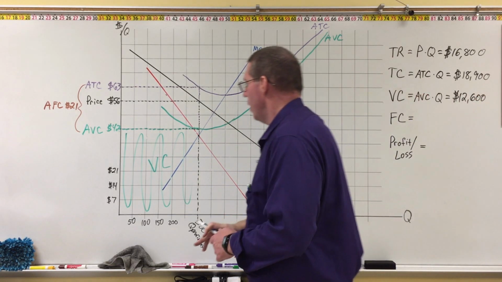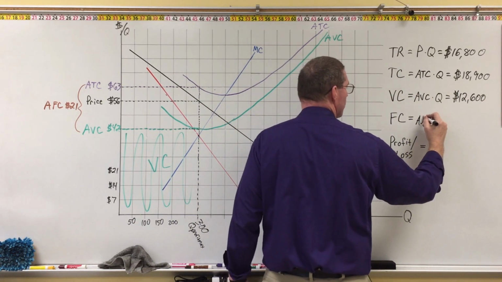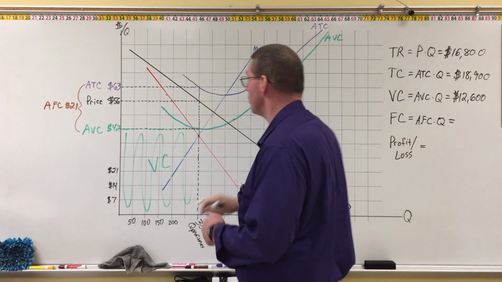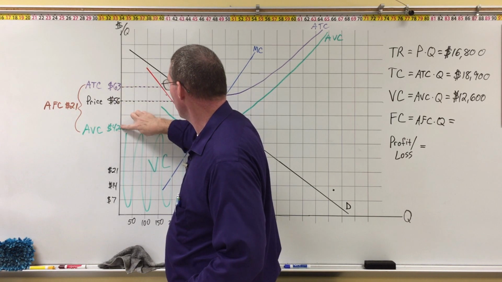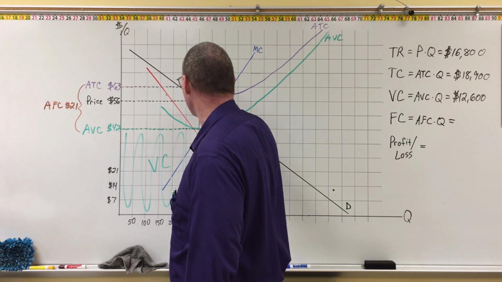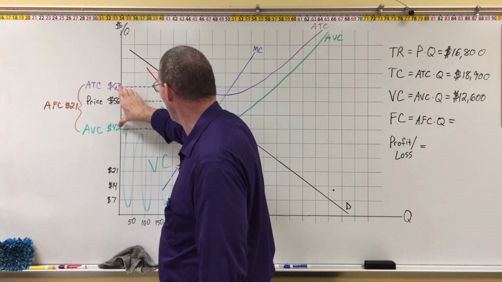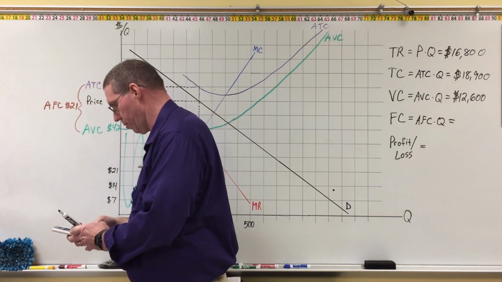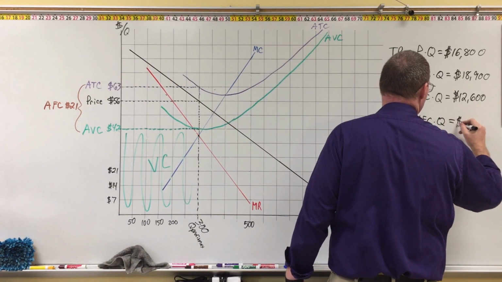All right. And now to find the fixed cost, remember we said that fixed cost is average fixed cost times quantity. Remember, average fixed cost is the distance between average variable cost and average total cost. So this rectangle right here is representing the fixed cost. We have the average fixed cost times the quantity. The average fixed cost here is 21 times 300, and that is 6,300. So fixed cost is 6,300.